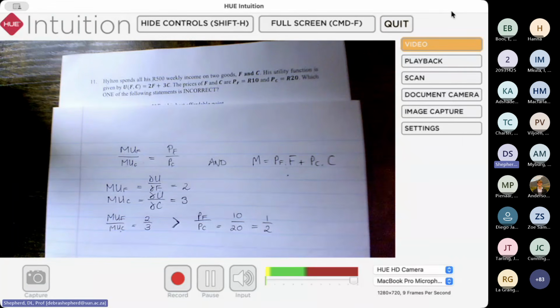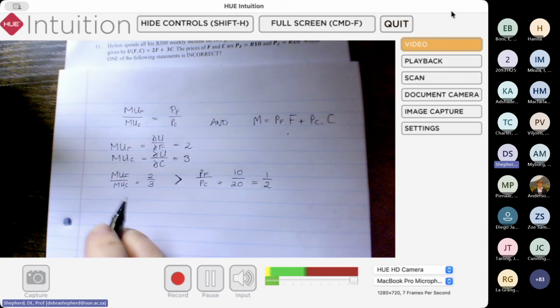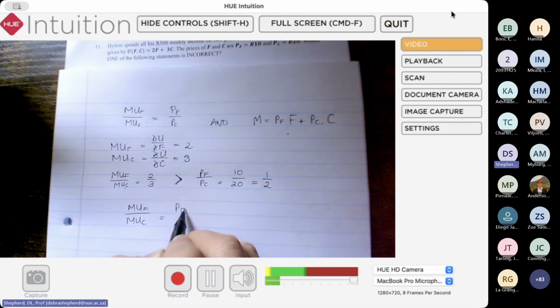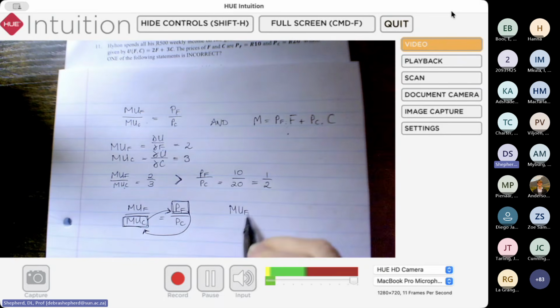So what does this mean for his consumption choice? This is where Gossen's second law becomes really useful. If this is the optimal consumption condition, I'm going to rearrange it so that I move this term over to that side, and I'm going to move price F over to this side. So I'm just cross multiplying. I'm rearranging this to look as follows: MUF over price of F equals MUC over price of C.